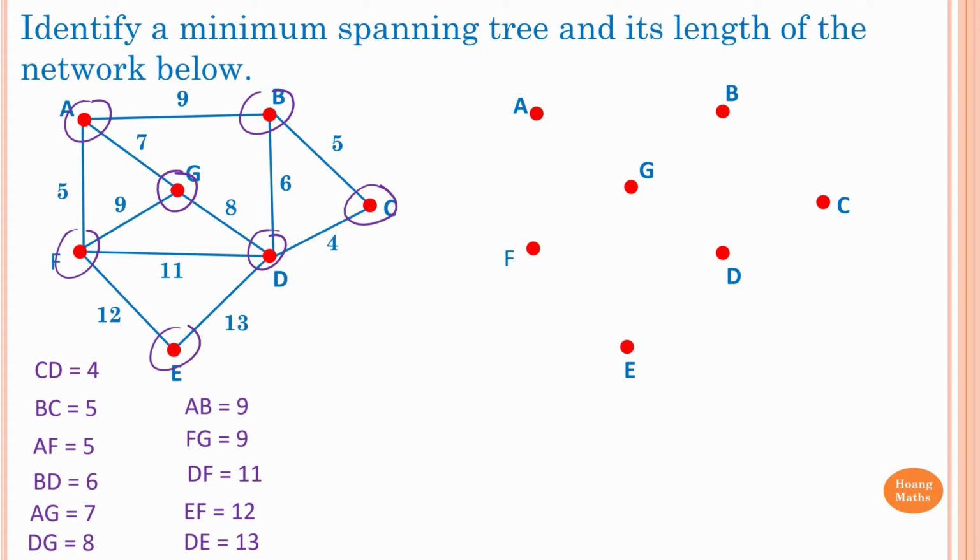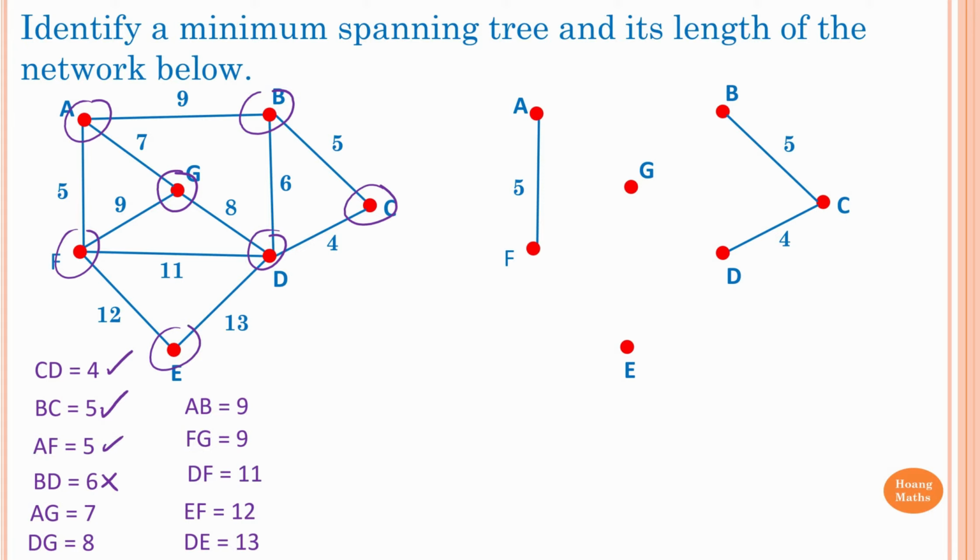So CD is 4. So we connect CD first. And then followed by BC. So BC we connect. And then we follow by AF. There you go. Followed by BD. Now remember, if I connect BD together, what happens? This becomes a cycle. So therefore, it's not a spanning tree. So we can't use BD. So then move on to the next one.